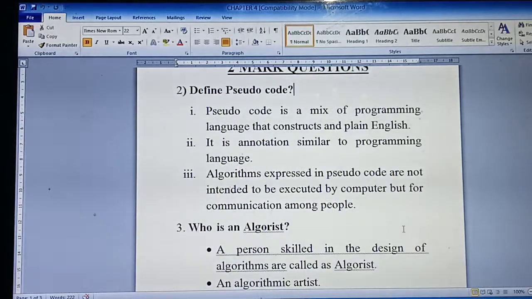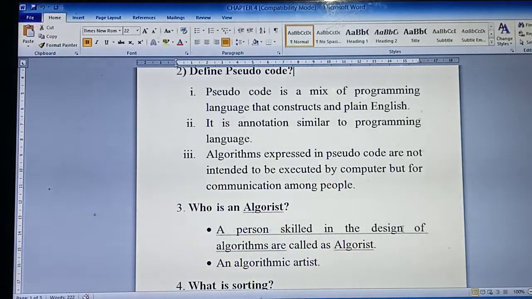This question is completed. Write the second question. Okay. Who is an algorist? These are all very important questions. So in this chapter, all the five 2-mark questions are very important. Those who have completed this question, write the third question. Who is an algorist?